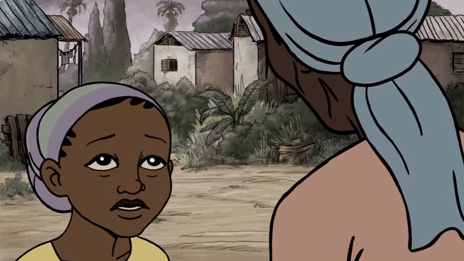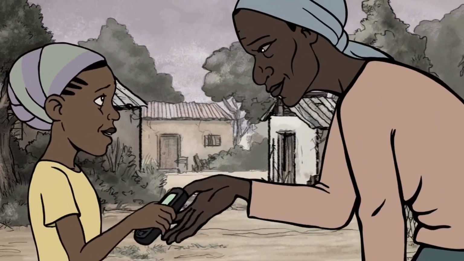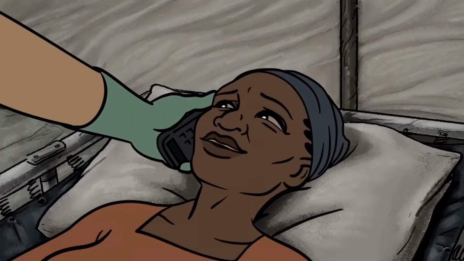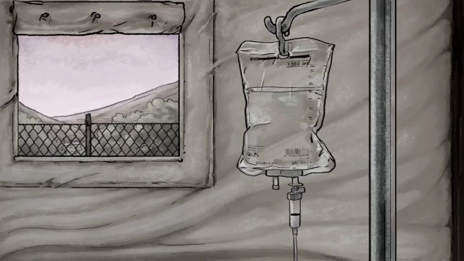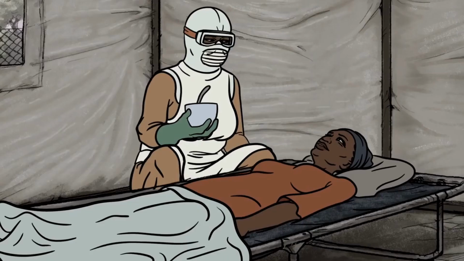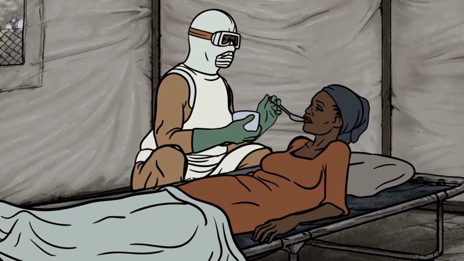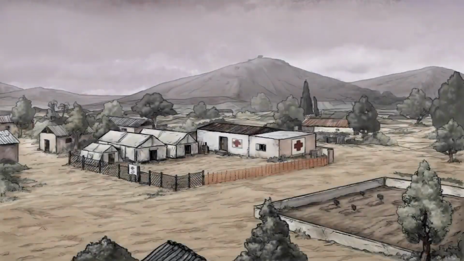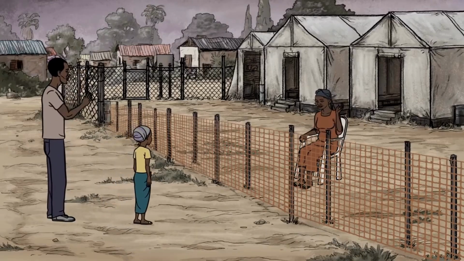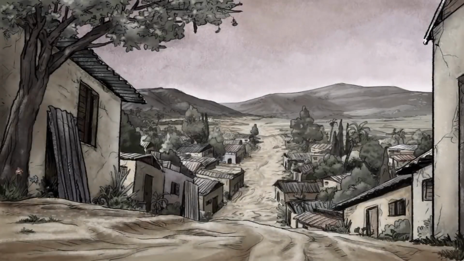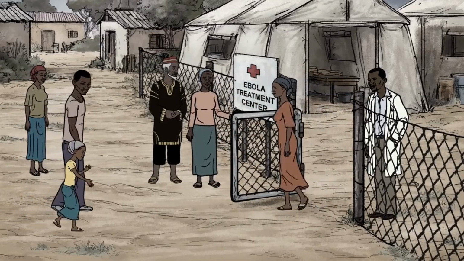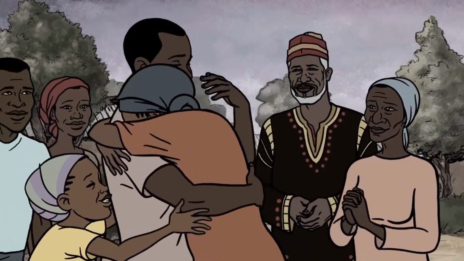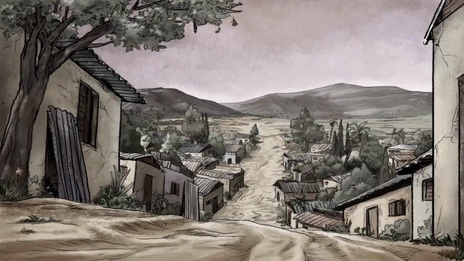I missed my mother very much, but I could still talk to her on the phone. Sadly, some people in my village didn't survive, but my mother got better day by day. Soon, we were able to see her from a safe distance. One day, the nurse announced that my mother would live. Now we were safe to hug and kiss her. It was a day to celebrate.